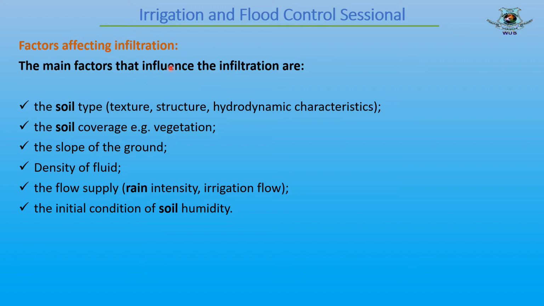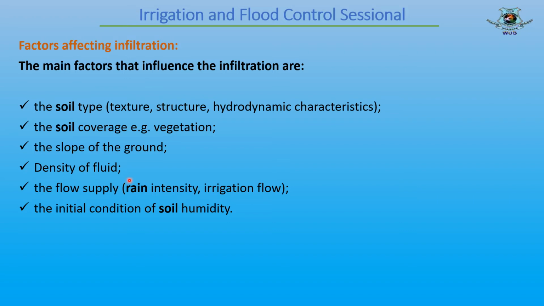Factors affecting infiltration. The main factors that influence infiltration are the soil type, such as texture, structure, and hydrodynamic characteristics. For example, the infiltration rate is greater in sandy soil than in clay soil. Then, the soil coverage, for example, vegetation. If there is vegetation on the ground, the infiltration rate will be decreased. Then, the slope of the ground. The greater the slope, the greater the runoff velocity of water, and as a result, infiltration will be decreased.